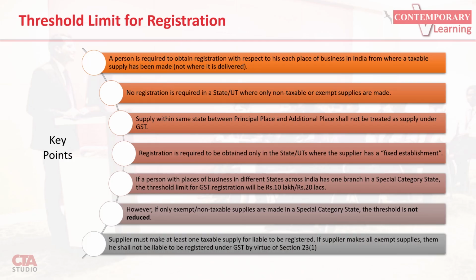Finally, and this is very important, the supplier must make at least one taxable supply to be liable to be registered. If a supplier makes only exempt supplies, then he shall not be liable to be registered under GST by virtue of Section 23(1).